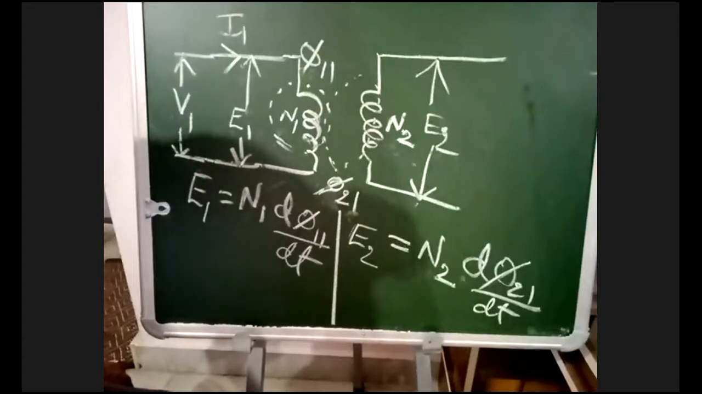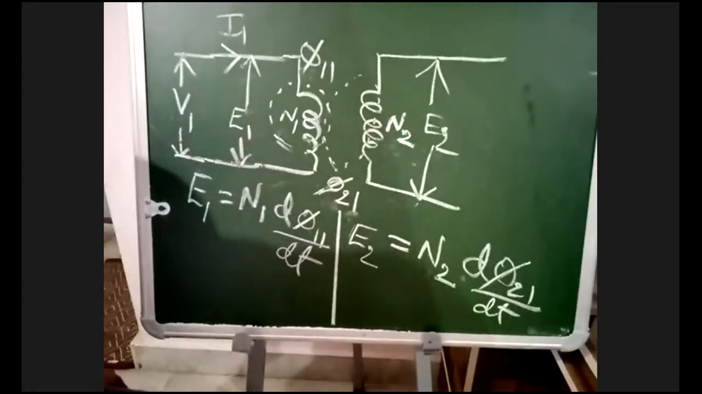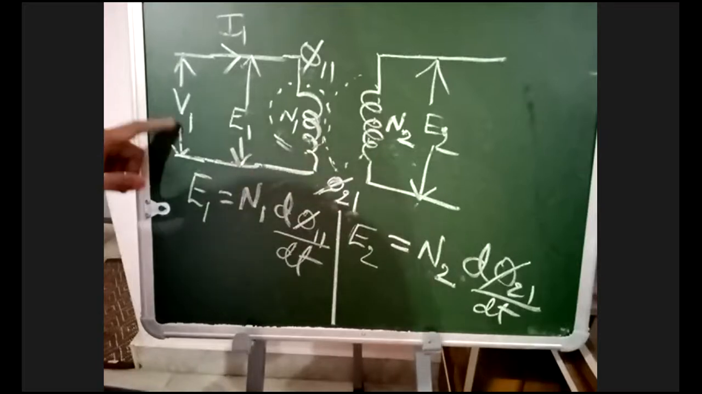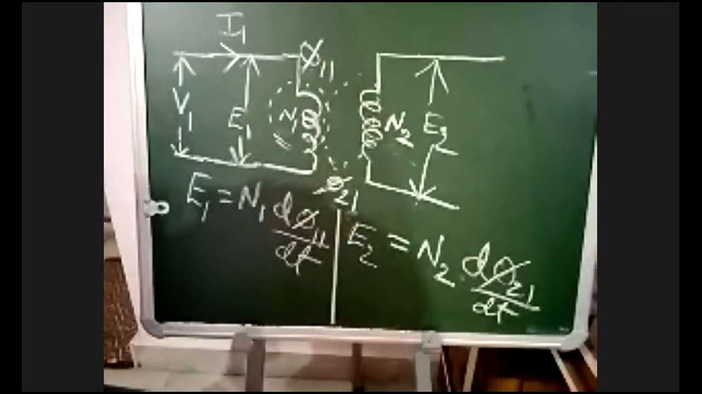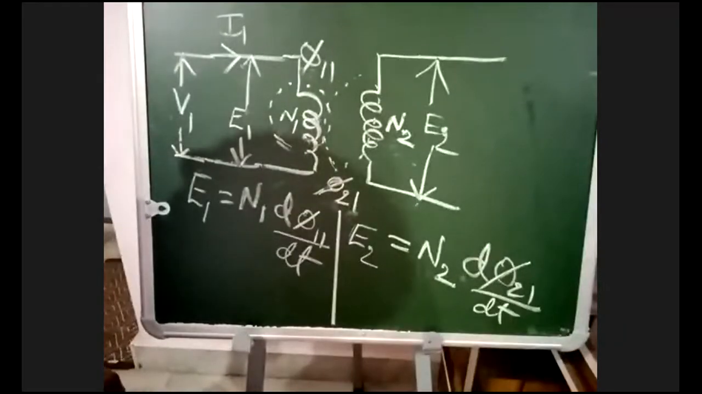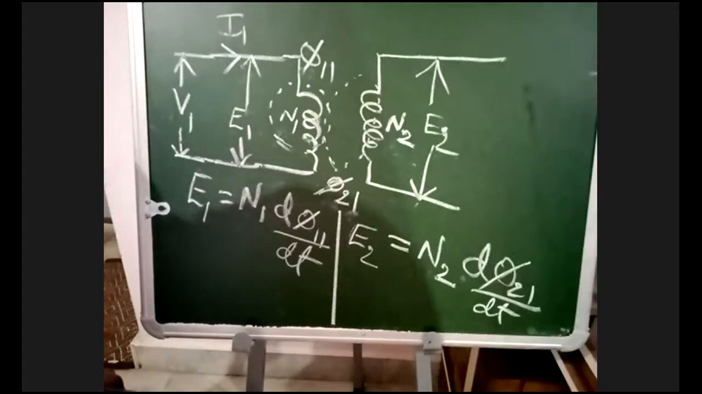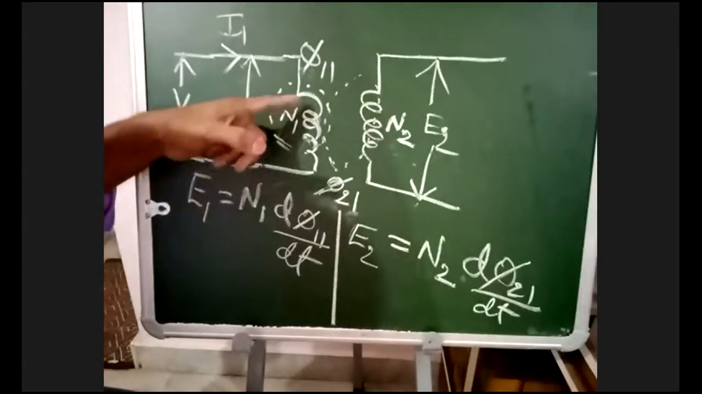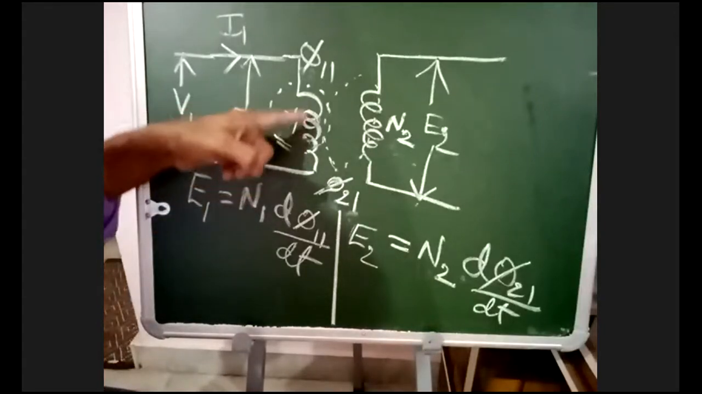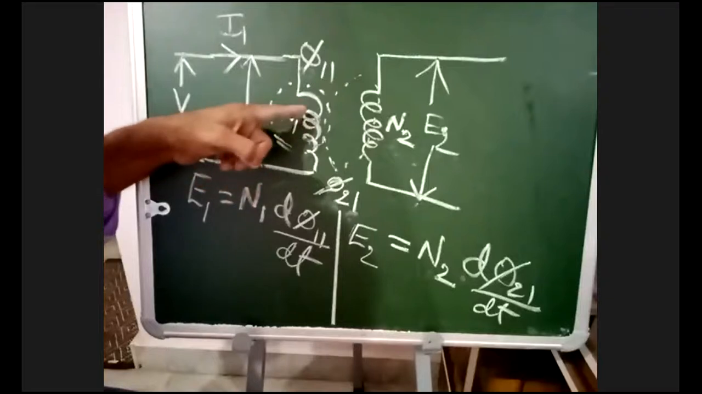What is E1? V1 is the supply voltage. Suppose the supply voltage may be 230 volts. In your house, you are getting a supply voltage of 230 volts, V1. Suppose I take 200 turns here. N1 is 200 turns.